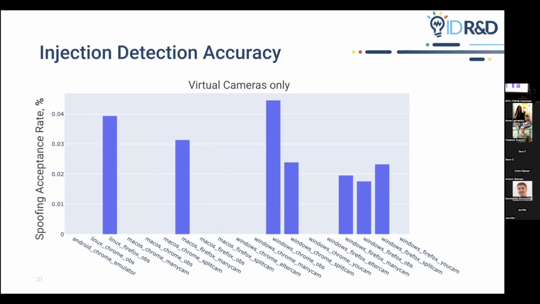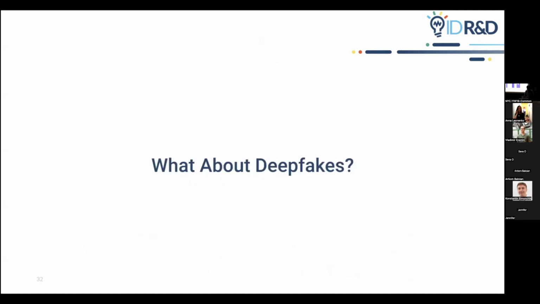This is just a short list of tests that we have internally. It's devoted to virtual cameras only. I believe we actually have a much longer list, but it's probably not useful to put all this stuff on the slide. And this is the spoofing acceptance rate for these combinations of virtual cameras and operating systems. Probably the injected image has such significant recompression artifacts that we can detect it with zero error, while for some of them the acceptance rate is higher, but for any of them it is below 0.05%. This is a really, very high accuracy of detection.